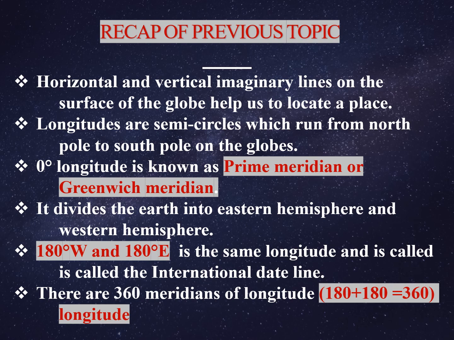We learned another important longitude, that is 180 degree longitude. The other name for 180 degree east and 180 degree west longitude is international dateline. 180 east and 180 west are the same longitude, and it is called the international dateline.